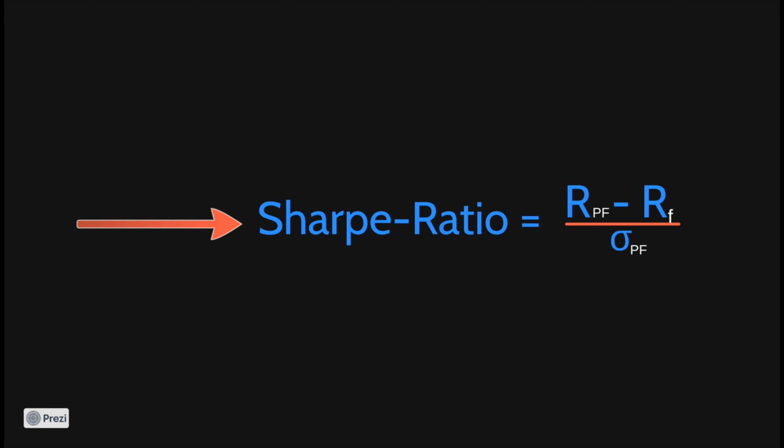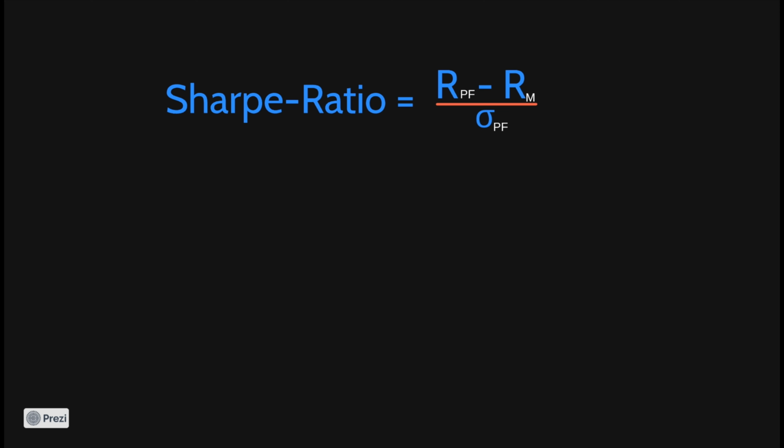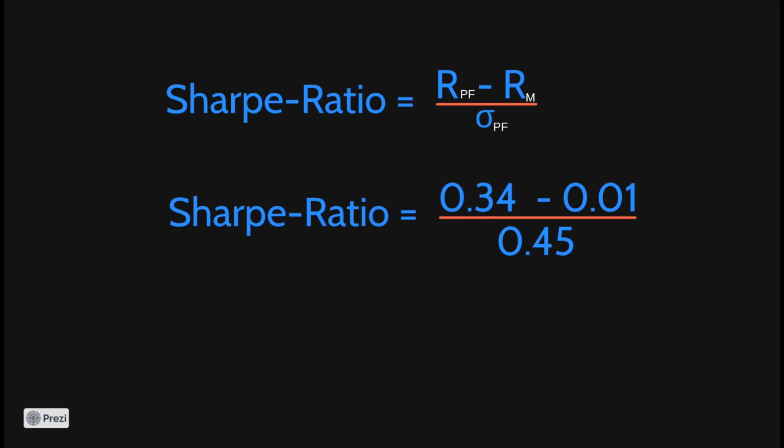Now let's see how the two stocks perform when we factor in risk using the Sharpe ratio. We'll start with stock A. Our risk-free return is 1%, while the standard deviation is 45%. The return on the stock is 34%. Plugging this into the formula, we get Sharpe ratio equals 0.34 for our return minus 0.01 for the risk-free return divided by 0.45 for the standard deviation. So the Sharpe ratio comes out to 0.7.